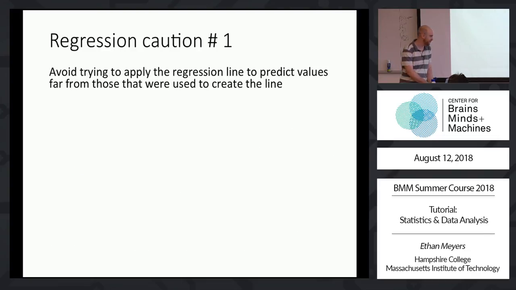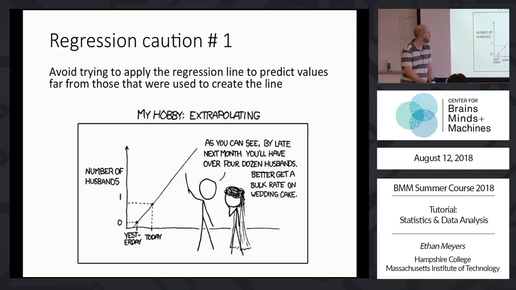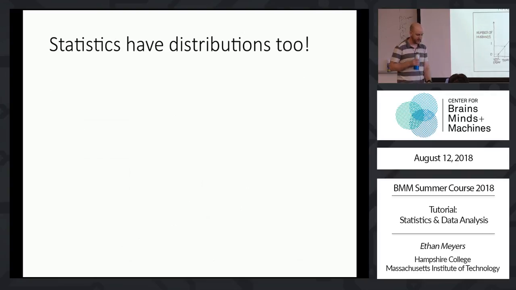Okay. And just remember, if you're doing regression, don't try to make predictions way outside of the range that you fit your model on, right? So this is someone extrapolating number of husbands as a function of the date. Yesterday she had zero, today she has one. If you keep on extrapolating, she will have many, many husbands very shortly. So be careful with that.